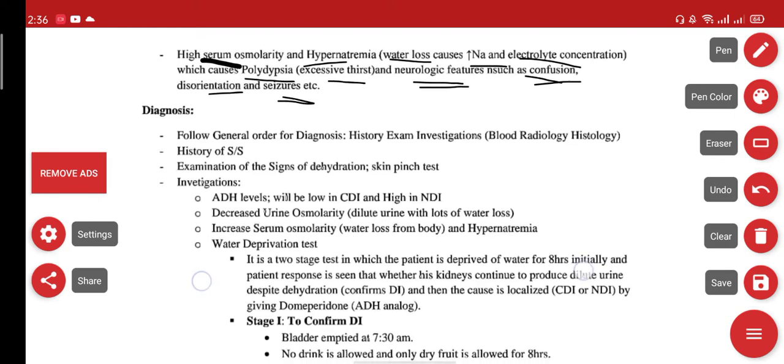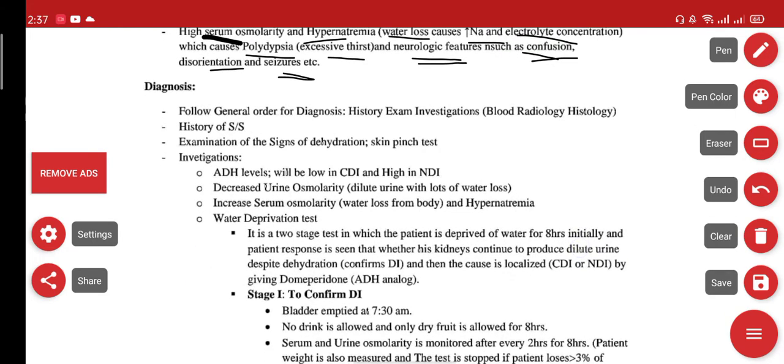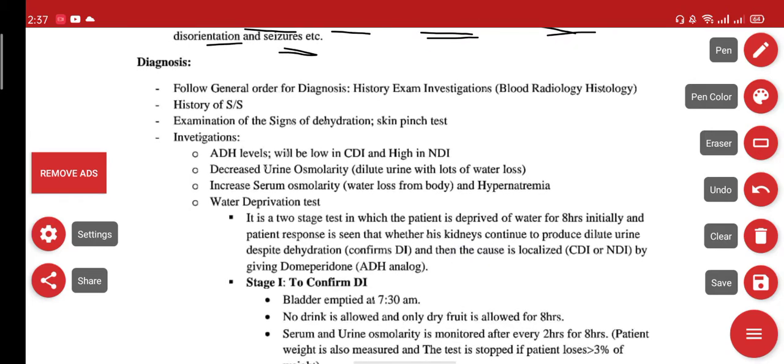Now, the diagnosis of diabetes insipidus. How will you diagnose the patient? First of all, always remember, to diagnose a patient, follow the general order: history, examination, and then investigation. The patient will have a history of the signs and symptoms, and on examination you will have signs of dehydration, which you can check mainly by the skin pinch test. Or the patient may show some confusion or signs of hypernatremia.